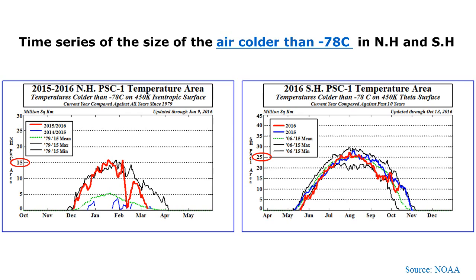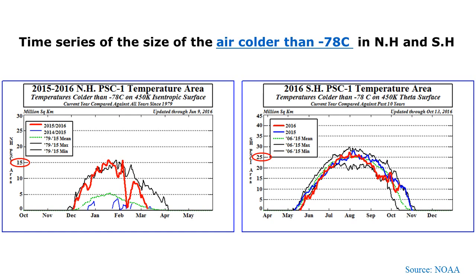Here the study shows the size of air cooler than -78°C in the northern and southern hemispheres. We can see the size of air cooler than -78°C in the northern hemisphere is 15 million square kilometers, and in the southern hemisphere is 25 million square kilometers. Compared with the Antarctic, the size of air cooler than -78°C in the Arctic is much smaller. The ozone depletion in the north, in this case, is smaller than what is happening in the south.